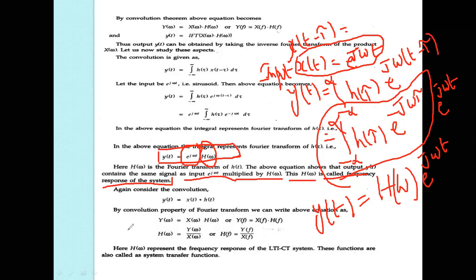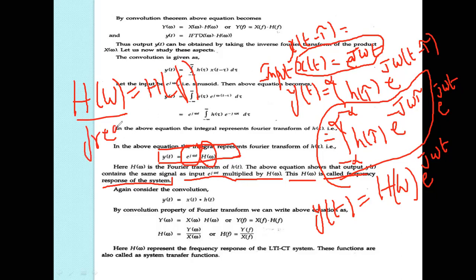The other name is the frequency response of the system. Remember, my dear students, what is H of omega or H of f? We can call it the frequency response of the system.